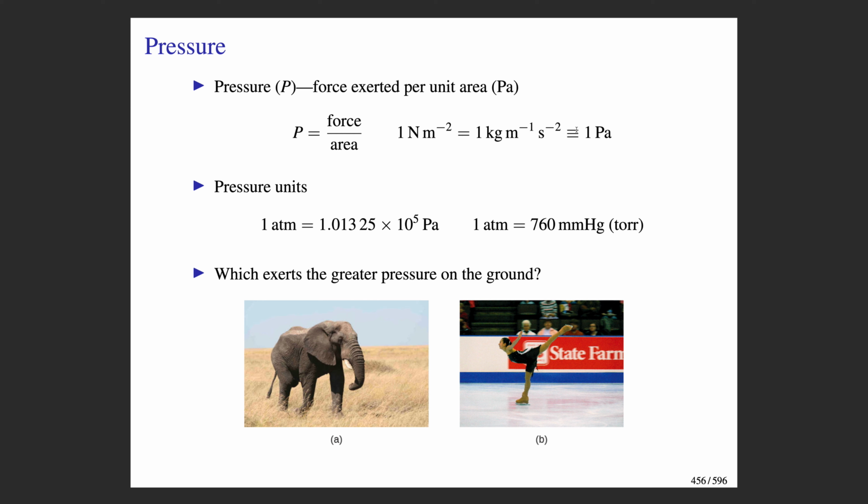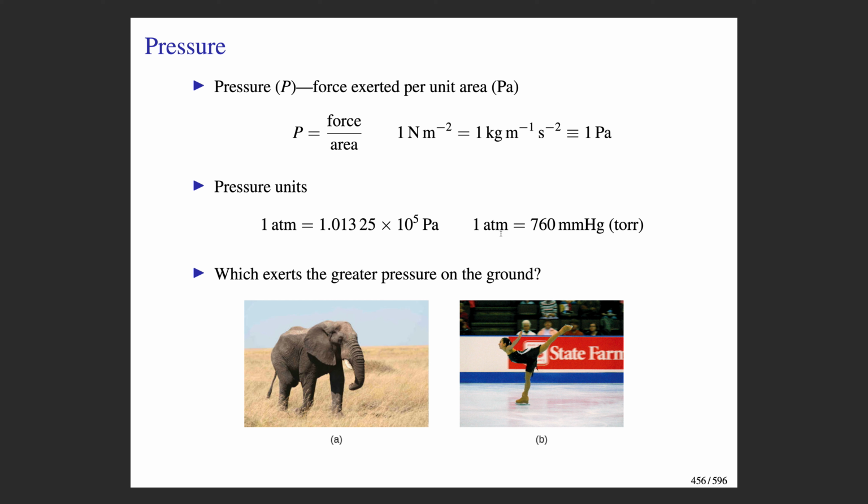It turns out that 1 Pascal is actually a very small pressure compared to the pressures that we're used to in everyday experience. So, for example, the pressure of the atmosphere that it exerts on the surface of the Earth is over 100,000 pascals. So the SI unit of pressure is pretty small. And so we often in chemistry use a different unit, several different units.